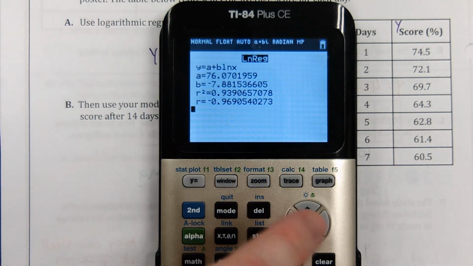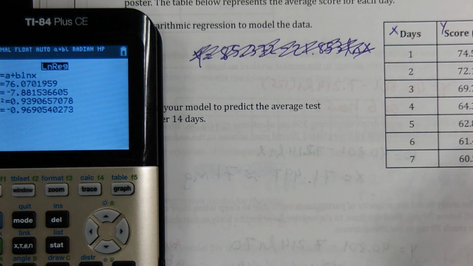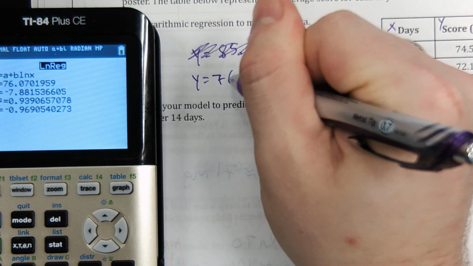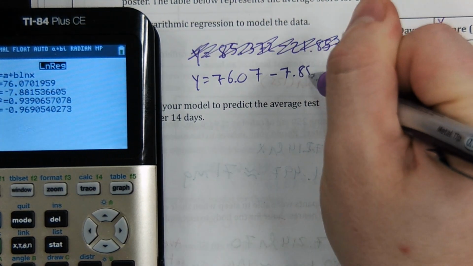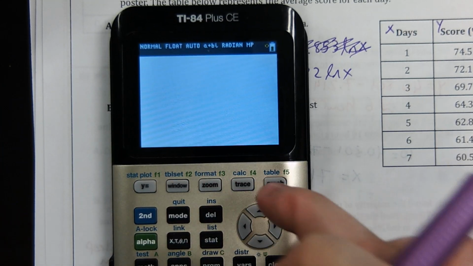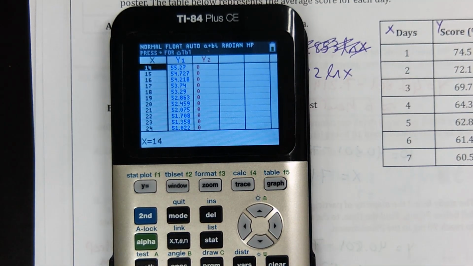Okay, so my model's all kinds of borked. Let me just scribble that out. And too bad I don't have any video editing software. B is still negative, though. Y equals 76.07 minus 7.882 natural log of x. And then, anyway, I don't know. I didn't even look. 55.27.